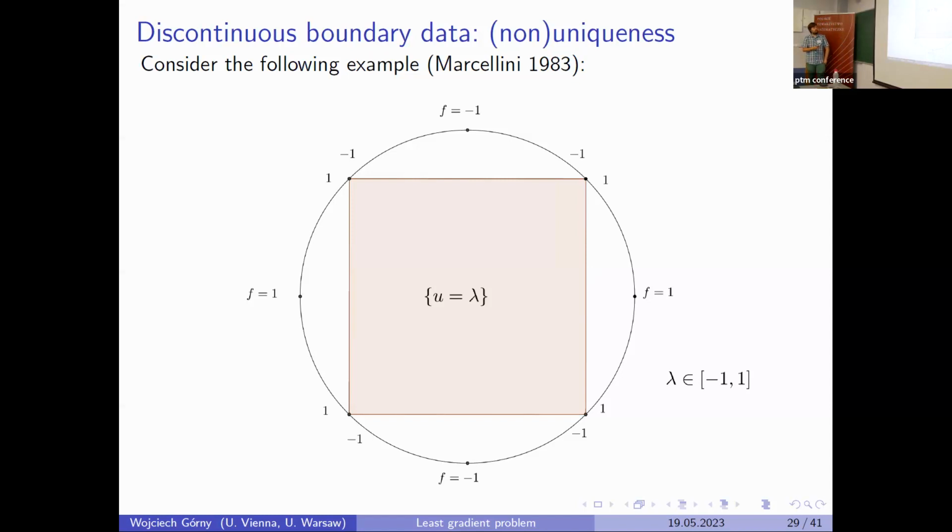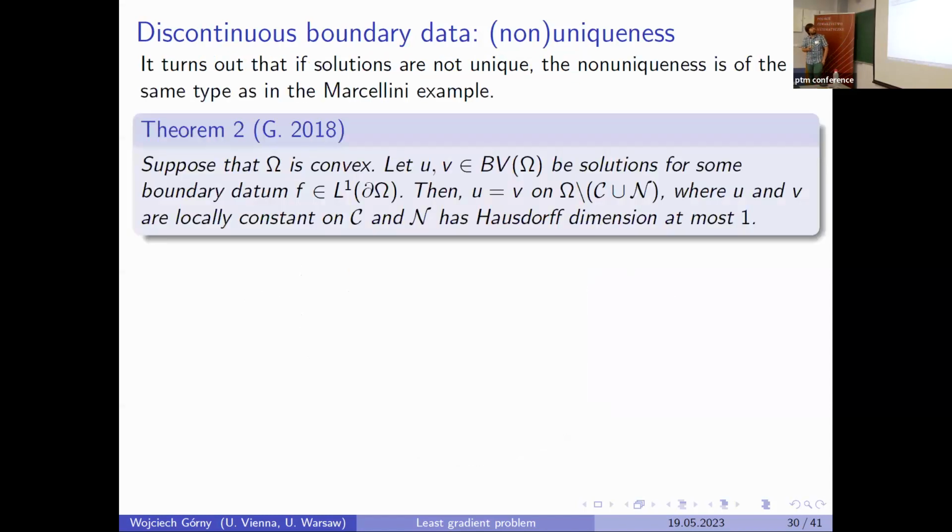But what is the bright side of this? The bright side is that the non-uniqueness is only of this type. We actually have uniqueness up to shifts on some sets of positive Lebesgue measure. So if omega is convex, and we have 2 solutions for some boundary datum, then they are equal except for a set on which both functions are locally constant, plus a set of Hausdorff dimension at most 1.